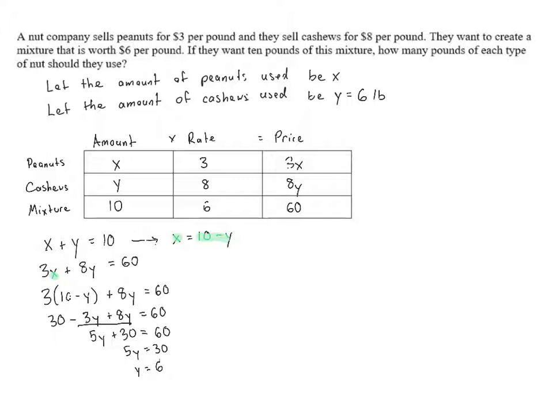If the mixture is 10 pounds in total, and we're using 6 pounds of cashews, what's left has to be peanuts. How many pounds are left? Well, 10 minus 6 is 4. So we have 4 pounds of peanuts. You can also figure that out by substituting. We know that X is equal to 10 minus Y. In this case, Y is 6, so X is 10 minus 6, and 10 minus 6 is 4.